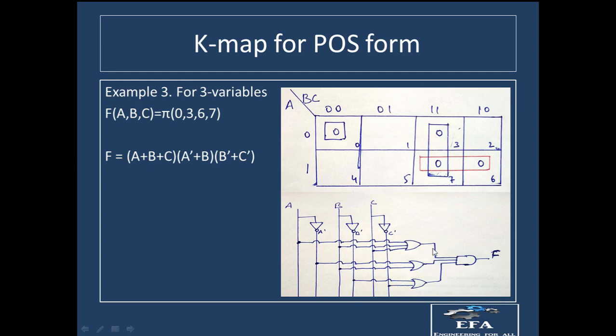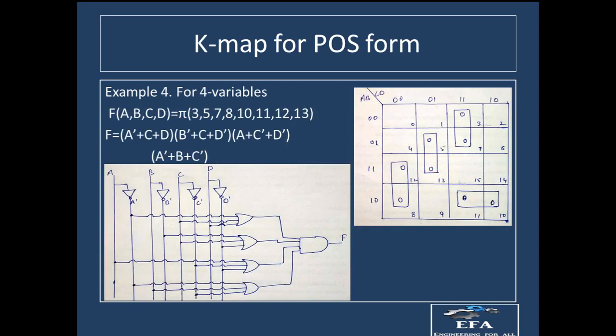So all these outputs from the OR gates are passed through the AND gate, and ultimately we will be having the function, we can say we are having the output. So in this way we can make the circuit from the simplified expressions. Okay, so this is the example number 3. Let us move on to the example number 4.